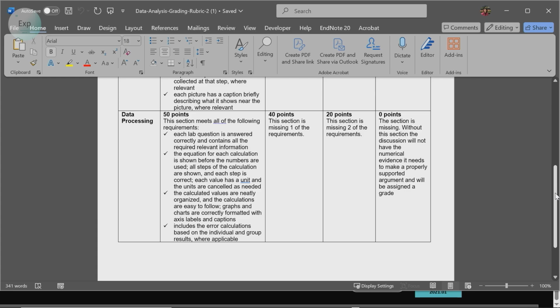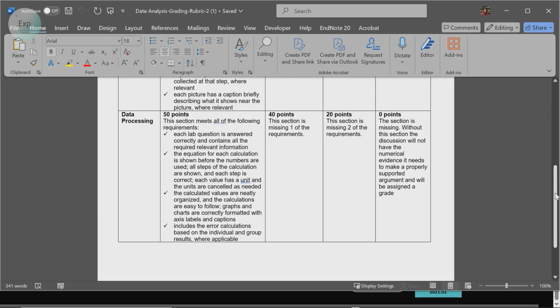The calculated values are neatly organized, and the calculations are easy to follow. Graphs and charts are correctly formatted with axis labels and captions. This is all about representing the data accurately and effectively. And then finally, if needed or applicable, there are error calculations that are based on the individual and the group results. If small mistakes are made or small sections are missing, then some points get deducted.